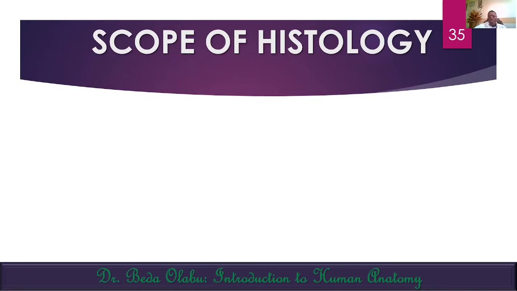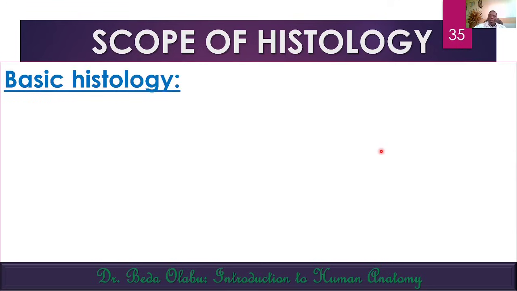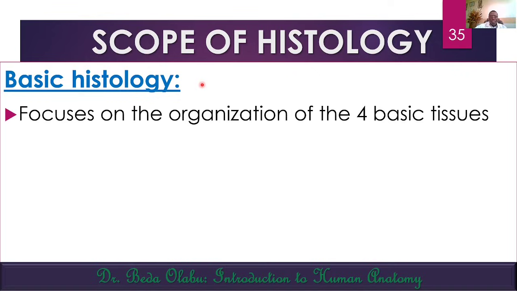How about the scope of histology? We generally divide histology into two. We have what you call basic histology and systemic histology. When you talk of basic histology, we focus on the histological organization of the four basic tissues. Now I need to highlight this. I told you that we have over 100 different cell types in the body, if you have to just list them. But these cell types, when they combine, form tissues. And I told you we have over 20 different types of tissues in the body.